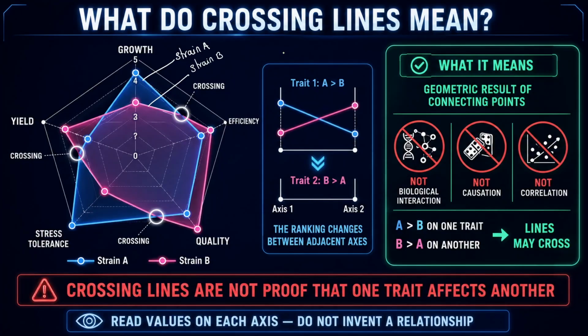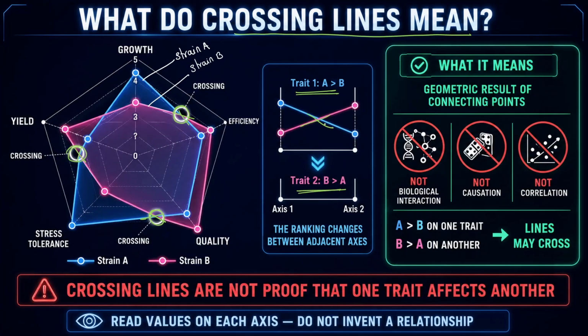Now, what do crossing lines mean? In this radar chart, blue represents strain A and pink represents strain B. Sometimes their connecting lines cross between two neighboring axes. This happens when their ranking changes. For example, on trait 1, strain A may score higher than strain B, but on the next trait, strain B may score higher than strain A. When these points are connected, the lines naturally cross.